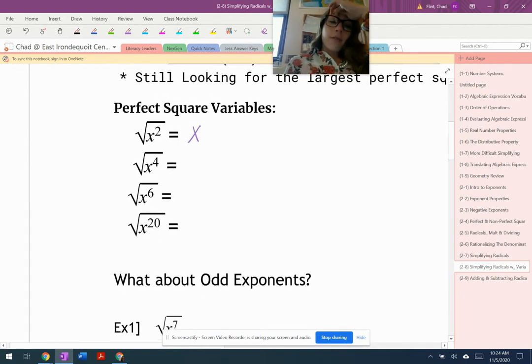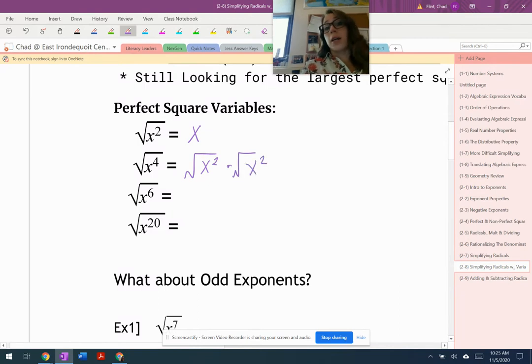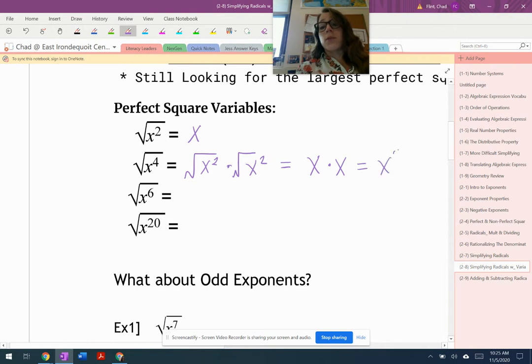If we have x to the fourth, how many x squareds could we break that up into? We could break x to the fourth up into x squared times x squared, which gets me back to the original x to the fourth. The square root of x squared turns into x, and the square root of x squared again turns into x, and x times x leaves me with x squared.